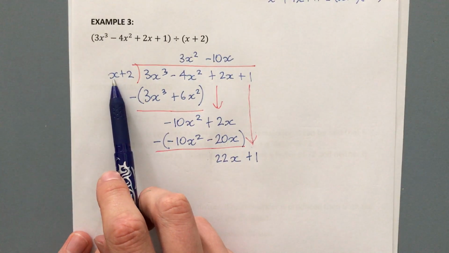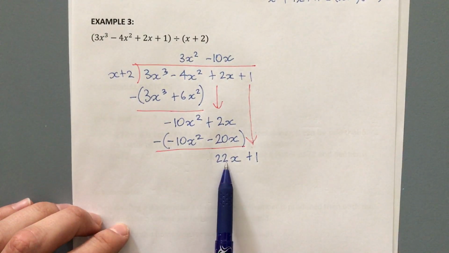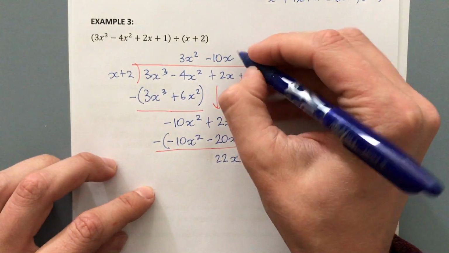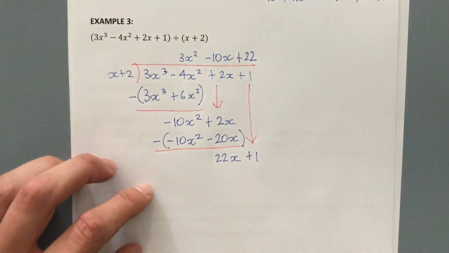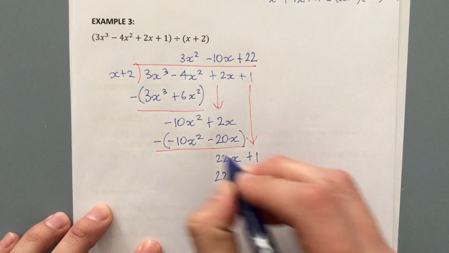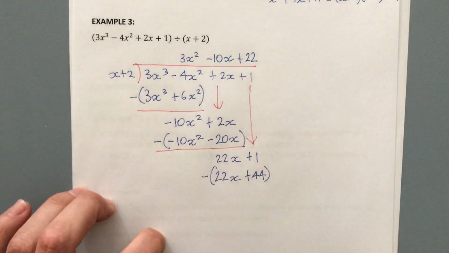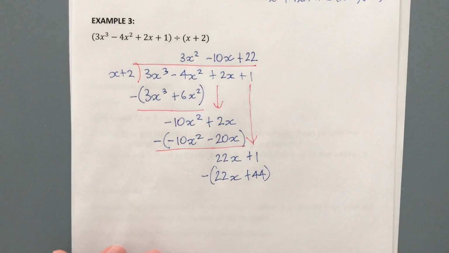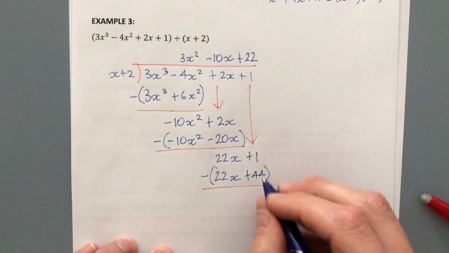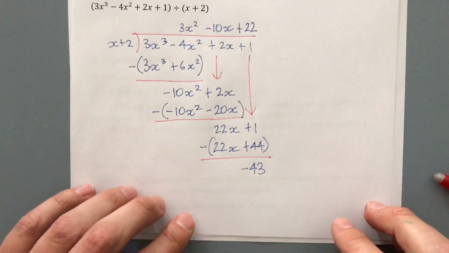Last part of this cubic now, all you can pretty much see that's happening here is it just takes you a little bit longer. There's an extra step or two involved because you have a bigger polynomial that you're trying to divide. But 22x divided by x gives us positive 22. Positive 22 times x, 22x. 22 times 2, plus 44. All of that's going to be subtracted from what's above it. And so we get here that the remainder is negative 43.